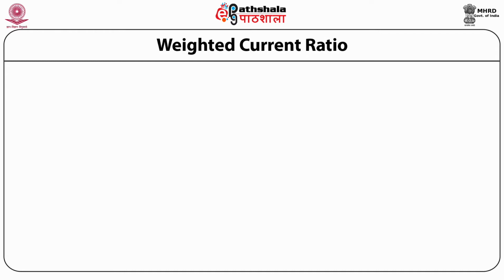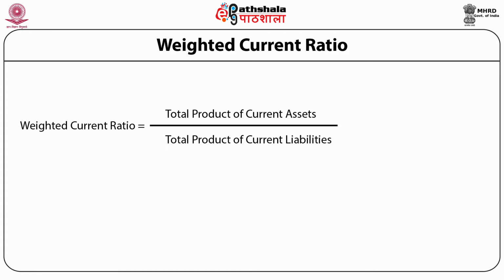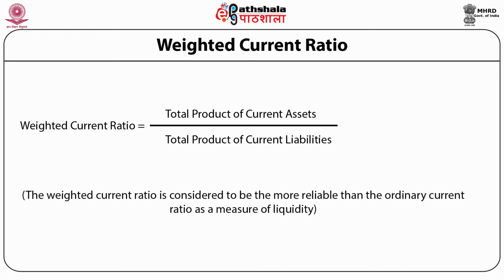Weighted current ratio. Weighted current ratio is calculated like current ratio, and can be calculated by using the following formula, that is total product of current assets divided by total product of current liabilities. The weighted current ratio is considered to be more reliable than the ordinary current ratio as a measure of liquidity.